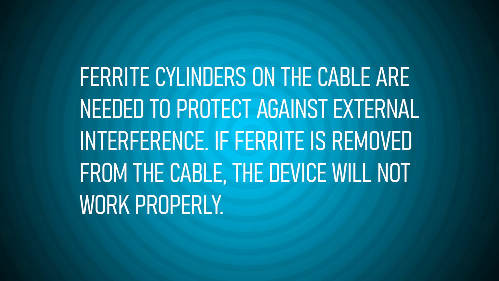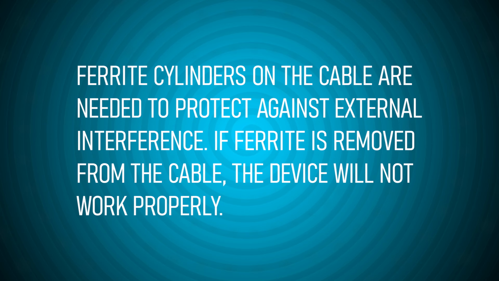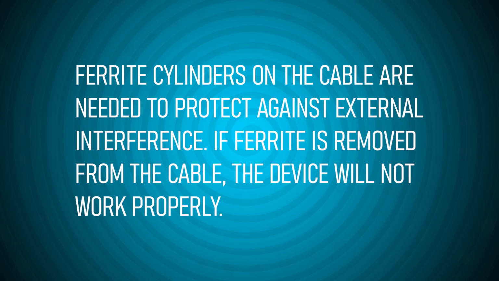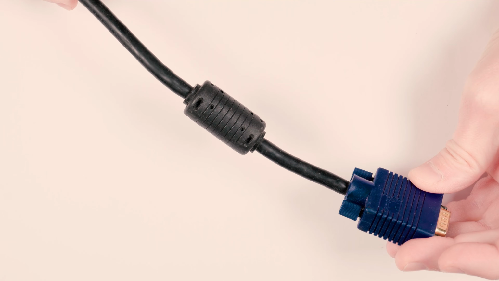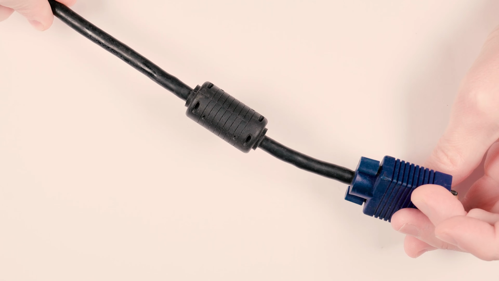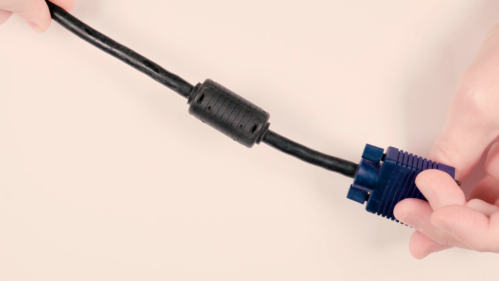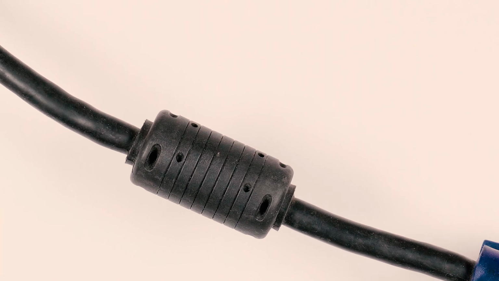Myth number 4. Ferrite cylinders on the cable are needed to protect against external interference. If ferrite is removed from the cable, the device will not work properly. In fact, it's exactly the opposite. Ferrite filters serve to suppress electromagnetic radiation from the cable itself and protect the external environment from its interference.